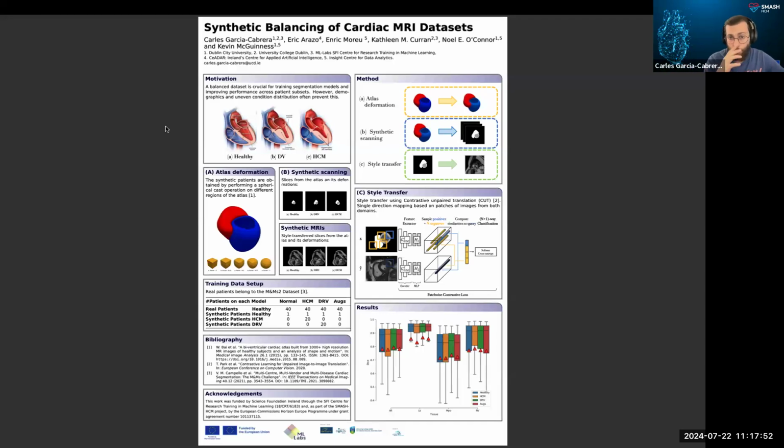So in particular, we focused on balancing datasets towards specific diseases. In this case, those were diseases with morphology changes with respect to a normal patient.